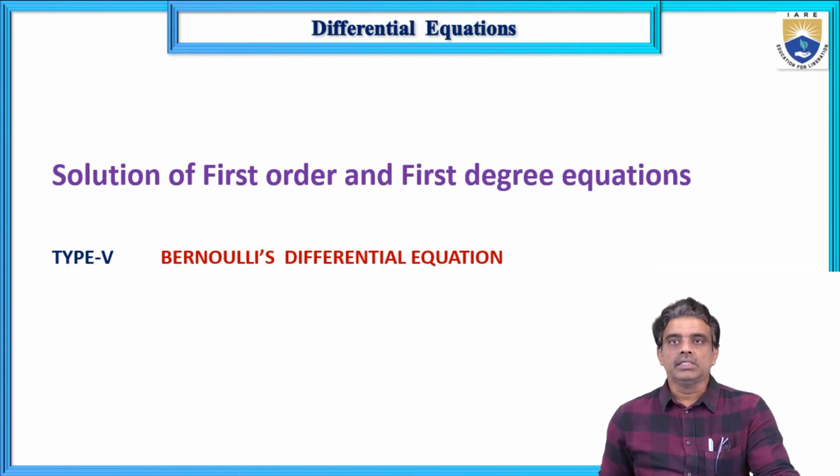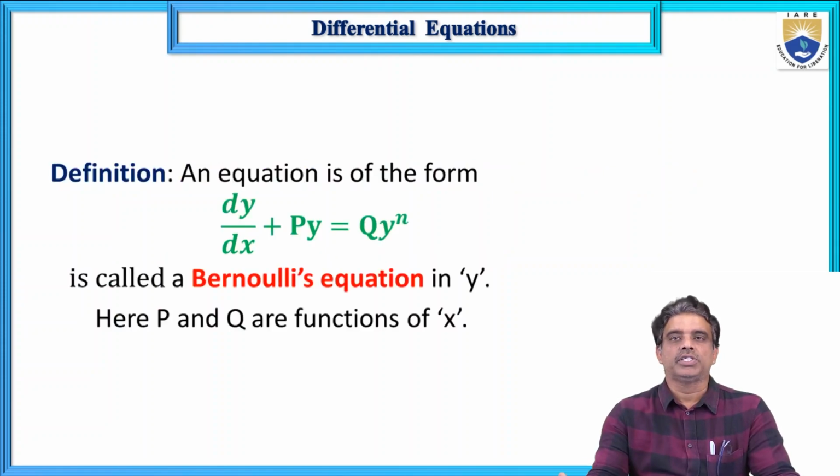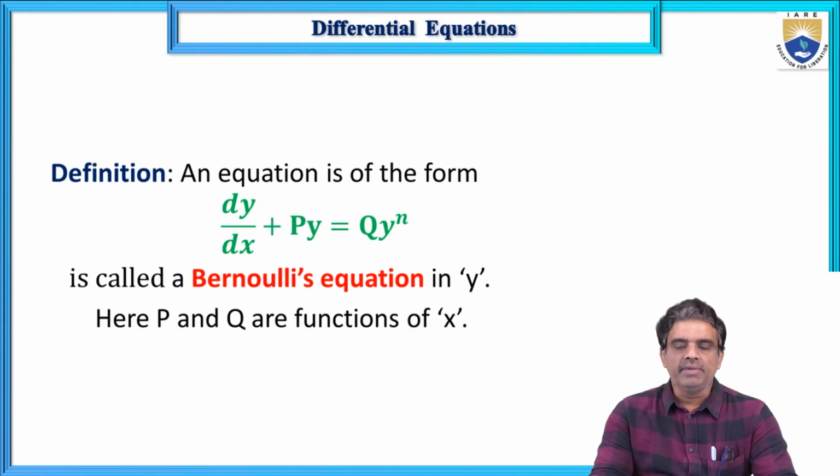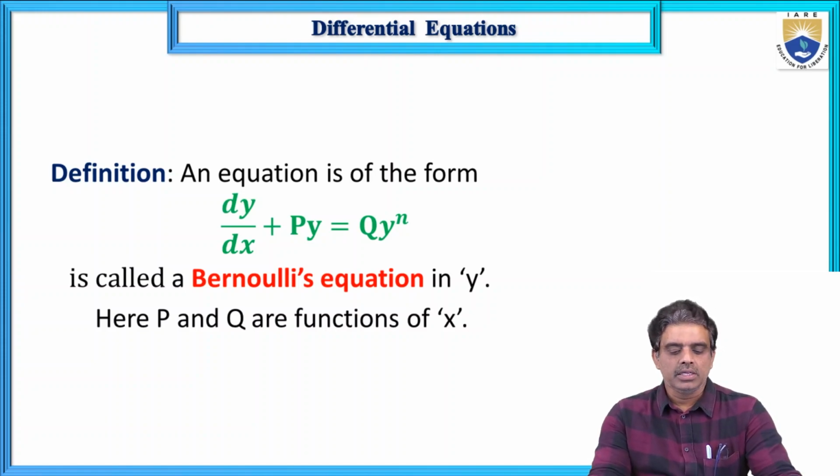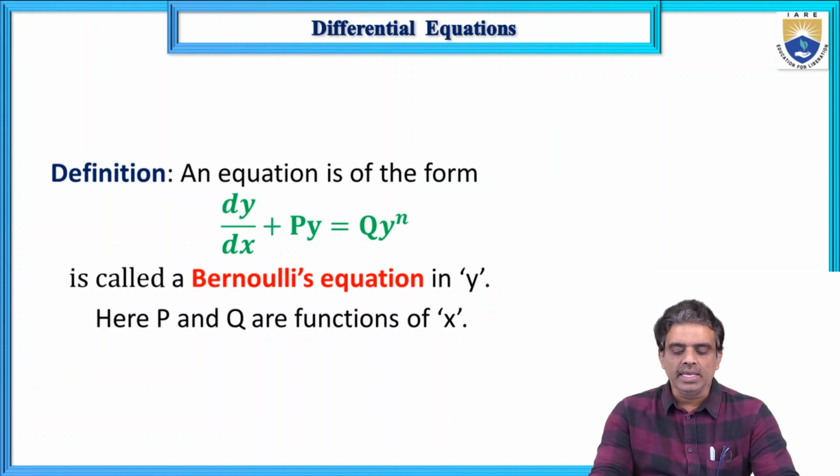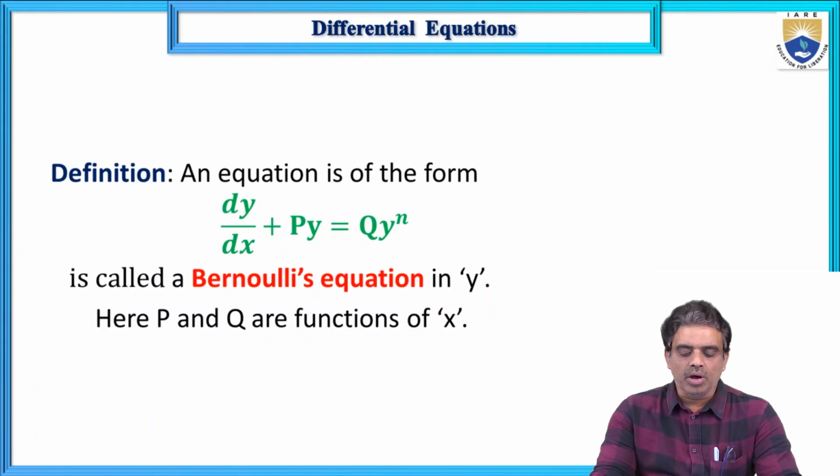So what is the general form of the differential equation? An equation of the form dy by dx plus p into y is equal to q into y power n is called a Bernoulli equation in y. Here p and q are functions of x.